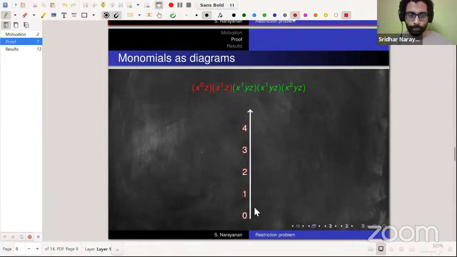Okay. So what we do is we just mark off the exponents of x on this vertical axis. So the first red term is x raised to 0 z. So we'll mark it in red at the 0th level.